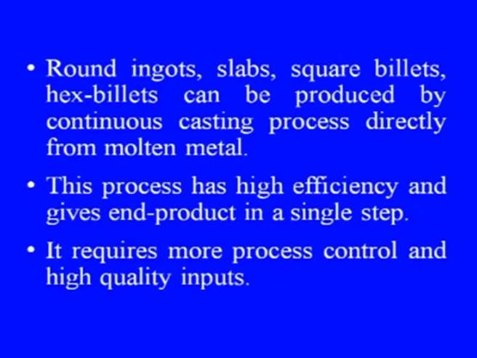It is a process used to produce billets, blooms, or slabs much longer in length than obtained by any other process. In this process, the molten metal gets gradually solidified as it is poured. The sections obtained are then subsequently rolled in rolling mills. Round ingots, slabs, square billets, hex billets can be produced by the continuous casting process directly from molten metal. This process has high efficiency and gives the end product in a single stage. It requires more process control and high quality inputs.